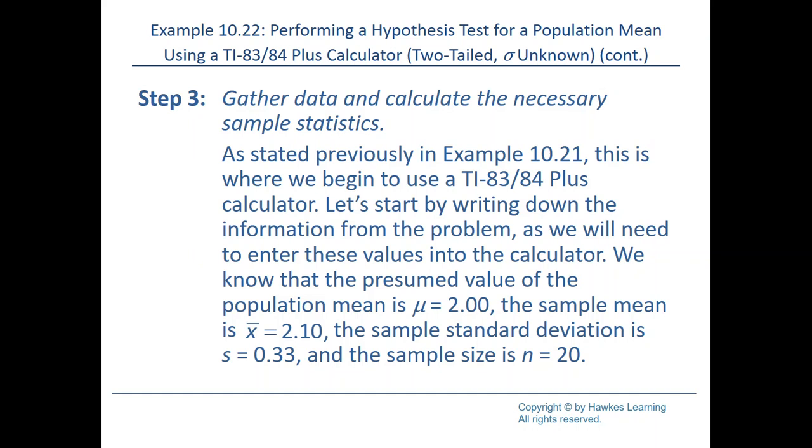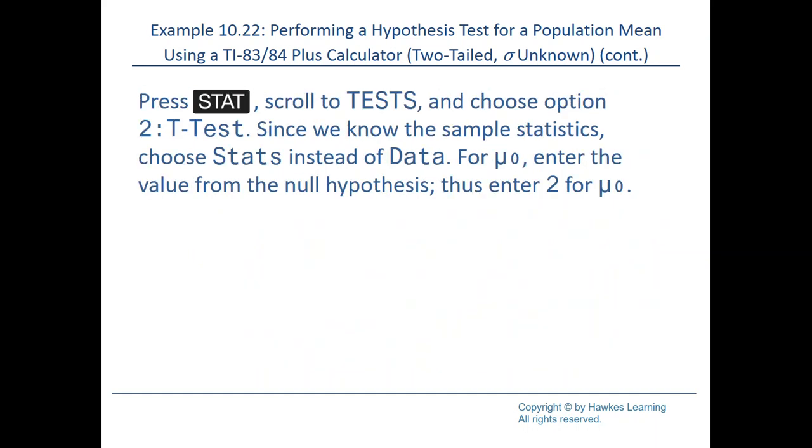So before we put stuff in the calculator, let's write down our main information that we need to plug in, which is x bar, our sample standard deviation, our sample size, as well as what the mean was equal to in the null hypothesis. Once I have all that information, I'm going to hit stat, arrow over to test, choose number 2, the t-test, and then choose whether we had stats or data. In this case, we have stats.